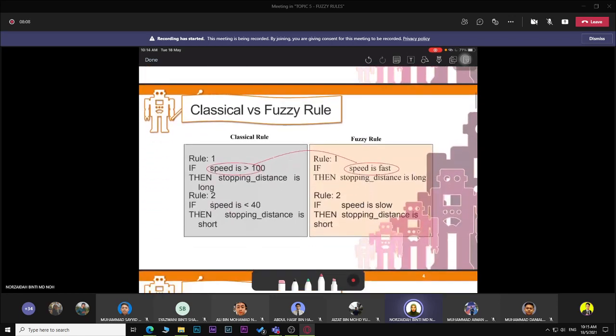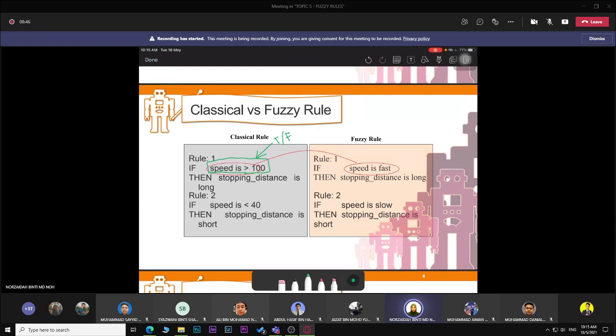Okay, so what is the difference between classical and fuzzy rule? If you look here, I have two examples, rule 1 and rule 2. For rule 1, the classical rule, we will have: if speed is more than 100. Kalau you tengok value dia kat sini, if speed is more than 100, the value will always be either true or false. Kalau dia more than 100, dia true. If it is less than or equal to 100, it will be false. So the value is always true or false. There is no fuzziness there.